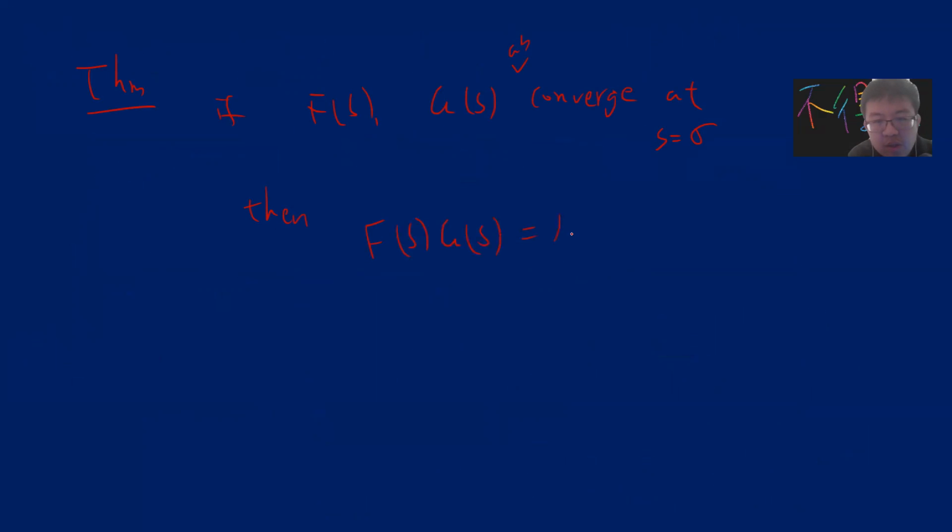Also, there's a theorem that if F of s and G of s converge, I should say converge absolutely, for some sigma, then the product F of s times G of s will also converge.